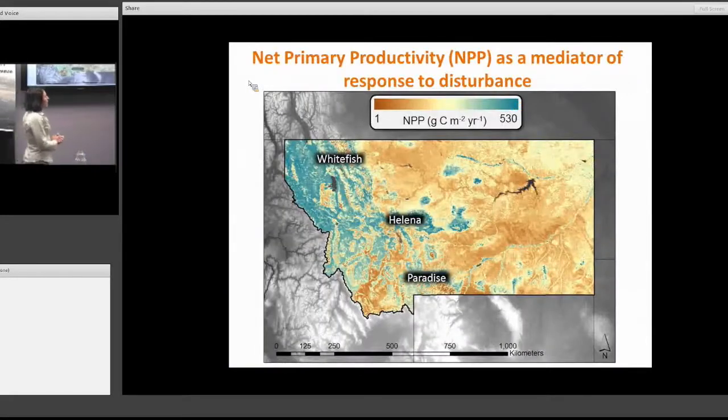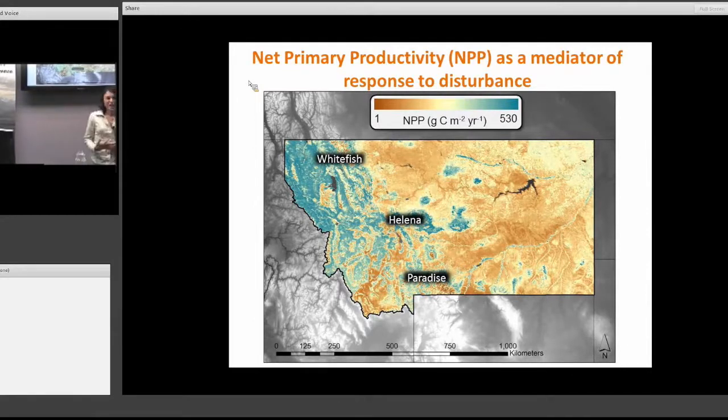And so taking a closer look at productivity, variation in net primary productivity is hypothesized to strongly mediate how species might respond to disturbances. Hopefully you recognize this as a map of Montana. Brown is low productivity, all the way up to this blue-green color is high productivity. So we've selected some sites along this gradient.